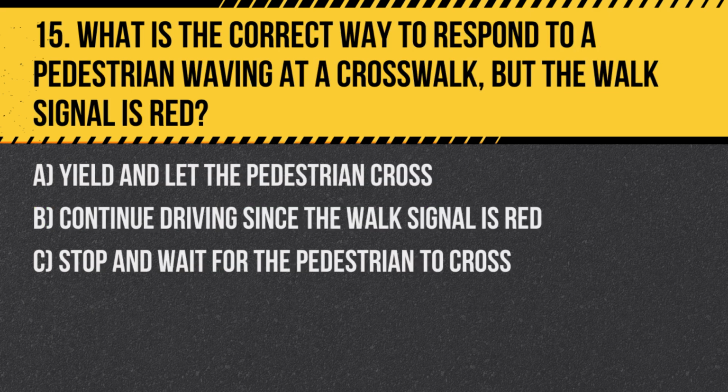Question 15. What is the correct way to respond to a pedestrian waving at a crosswalk, but the walk signal is red? A. Yield and let the pedestrian cross. B. Continue driving since the walk signal is red. C. Stop and wait for the pedestrian to cross.